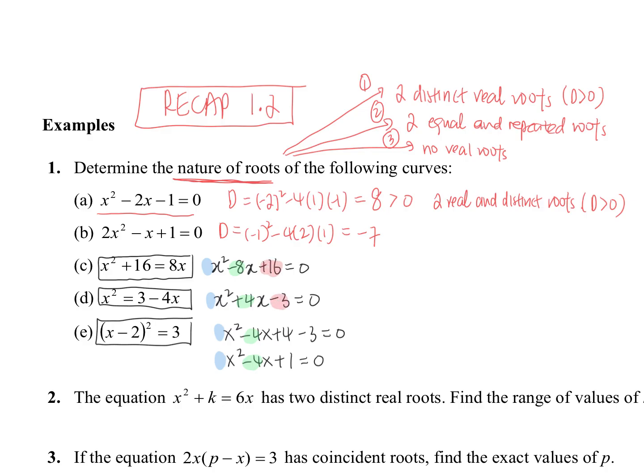Oh, this one is the wrong one. So this discriminant is less than 0. You know it's case number 3. No real roots, since discriminant is less than 0. So go and find all your discriminant.